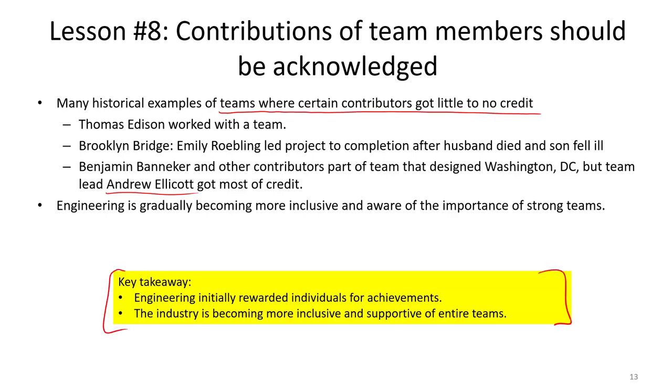So, key takeaway, initially, engineering rewarded individuals for achievements. But now the industry is becoming more supportive and inclusive in recognizing entire teams. And I would encourage you, as you work on engineering projects, to keep this in mind. Recognize those who helped you accomplish what your team accomplished. Often it costs very little to thank someone, but it can mean a ton, and recognizing and respecting your team will help you be a better team player and a more successful engineer.